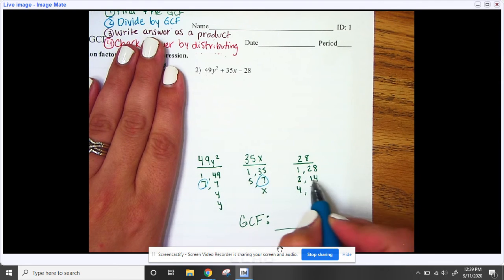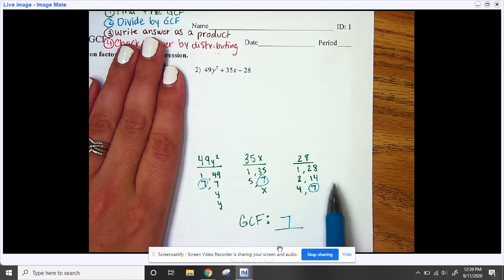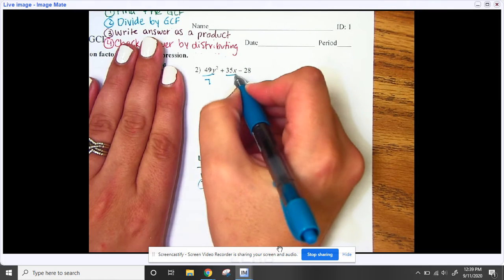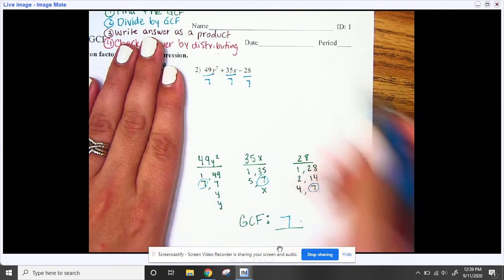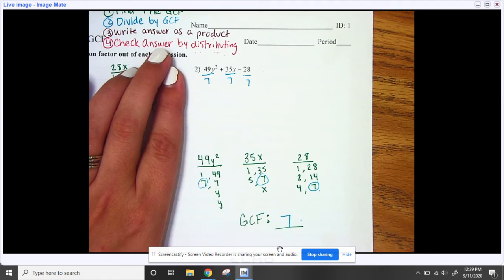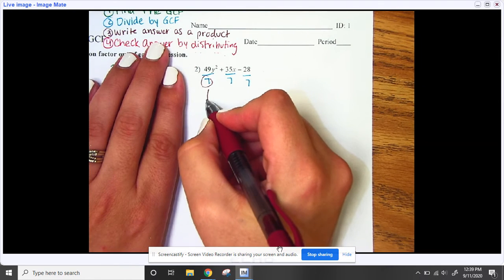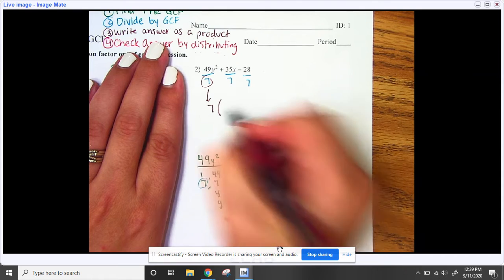I'm just going to check the variables. This one did not have a variable, so there should be no variable in the GCF. So let's go up to the top. Let's divide all of the terms by the GCF, which is 7. Let's start writing our answer as a product. So I'm going to put my GCF on the outside of parentheses.